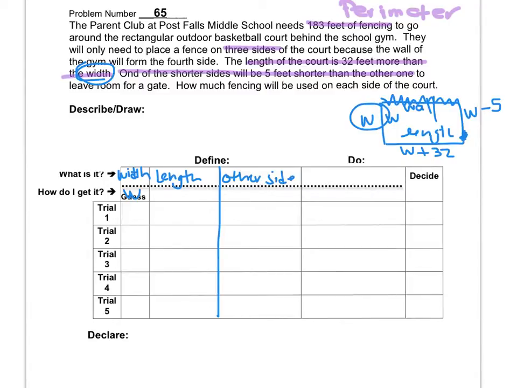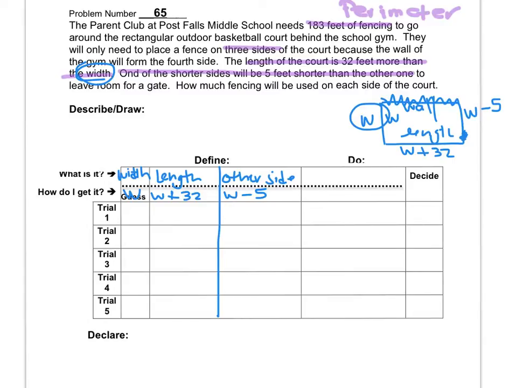Okay, so the length is the width plus 32. Now guess what? I'm writing an expression because I'm just using W for width. You can use an X if you want, but W is just standing for the width, and if I have the width plus 32, that's an expression. And then the other side was whatever the width was, and it was 5 feet shorter, so the width minus 5. Writing expressions here, guys. Really, writing an expression, I'm just abbreviating width, that's all.